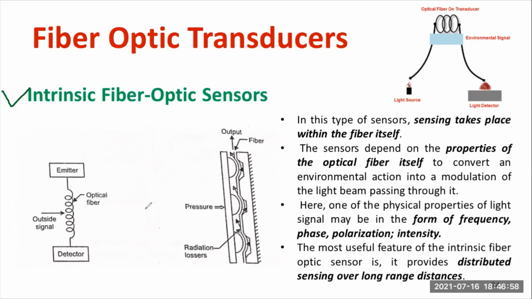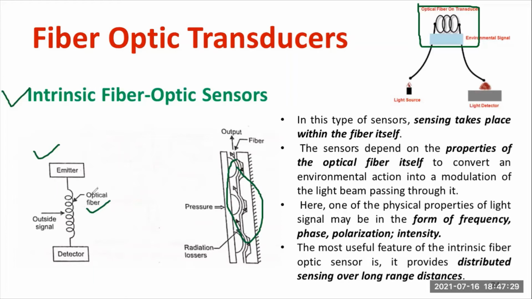Here, the sensing element will always be available inside the optic fiber. You can see the sensing element is always inside the optic fiber. First of all, from the emitter, there will be an LED or any other light source available. That particular signal will pass directly through the optical fiber.